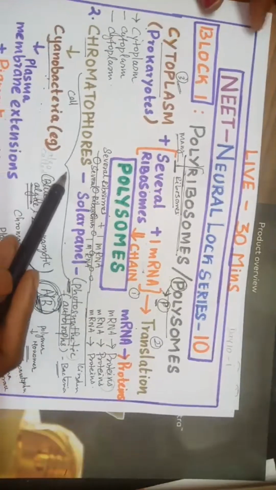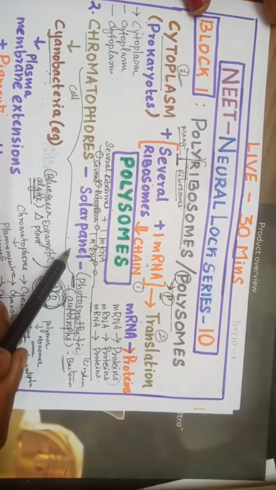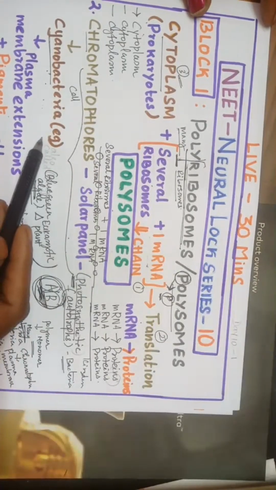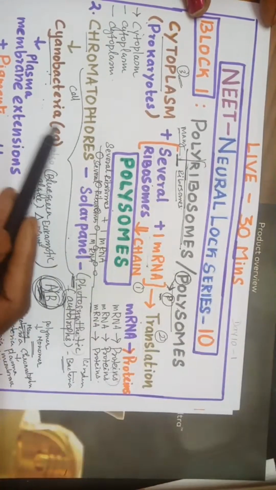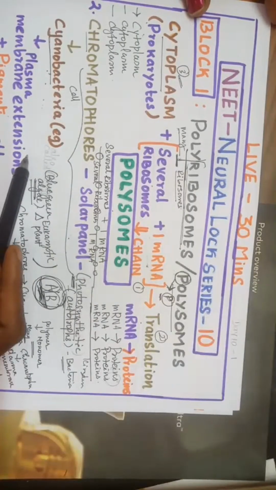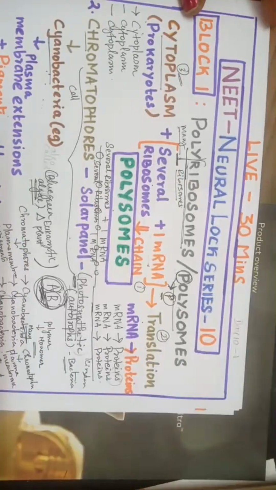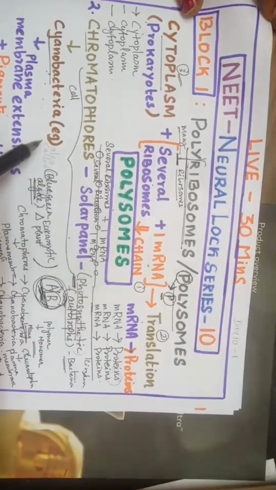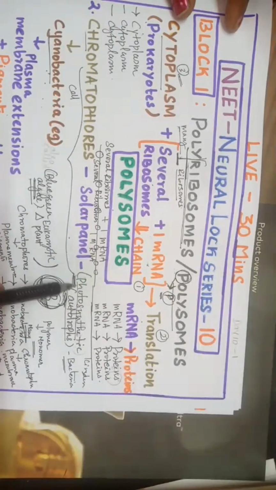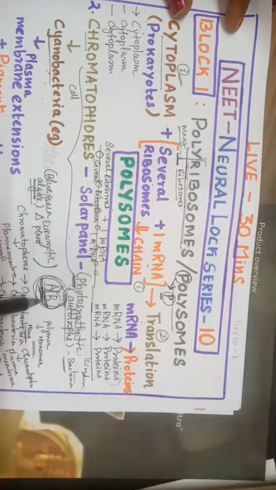Next is the chromatophores. They are the solar panel of cyanobacteria, which means these chromatophores are plasma membrane extensions which contain pigments, and the pigment is chlorophyll A. That is why cyanobacteria are able to synthesize their own food. They are called photosynthetic autotrophs. Important AR type of question.